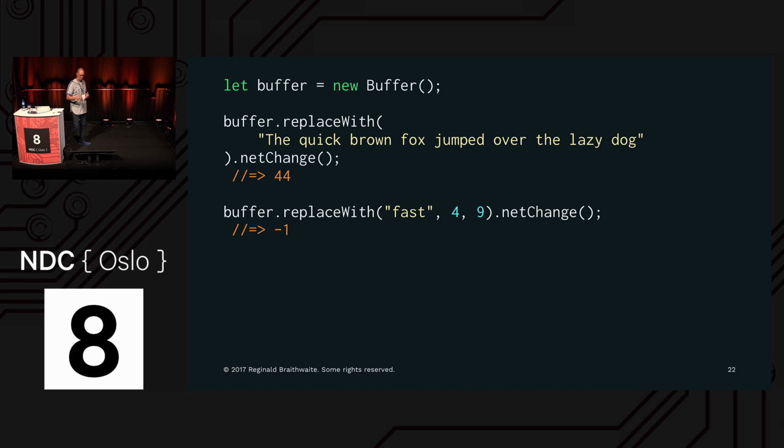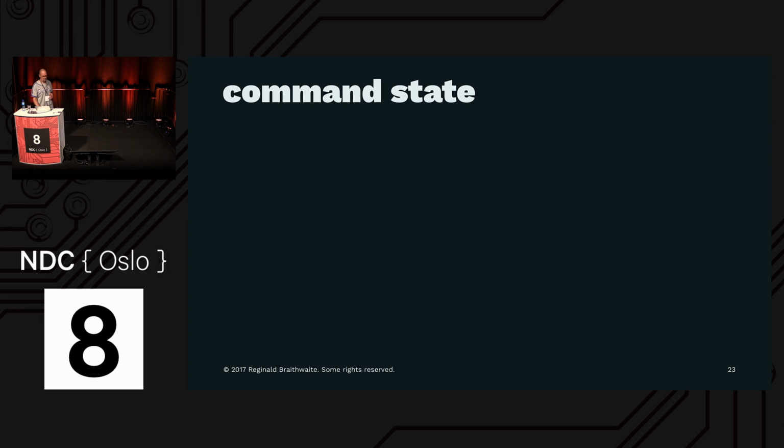So here's an example. We do a replace with. We get back an object, and then we ask it for its net change. The first one adds 44. The second one subtracts 1 from the length. Seems like a very simple idea. As we said before, with asynchronous commands, we might care very much about their state. This is useful in a lot of cases. One from an actual production application I happen to be very familiar with.